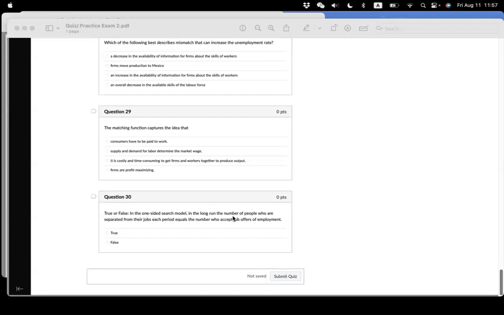And the water tank here refers to the labor market. Inflow is people who accept job offers. Outflow is people separating from their jobs. In the long run, these must balance. Otherwise, you're going to see the labor market keep adjusting, right? So when they balance with each other, these two numbers must equal each other, right? So this is the sample test for exam 2.